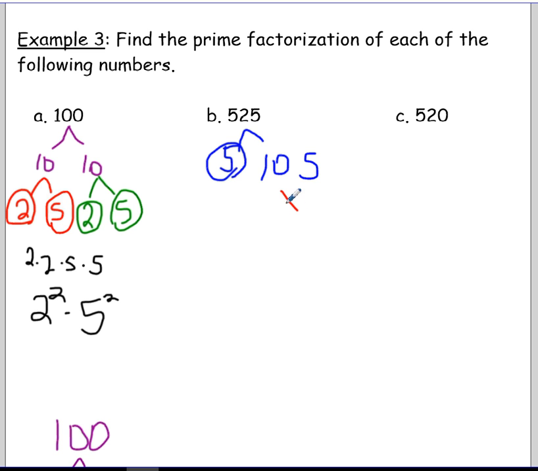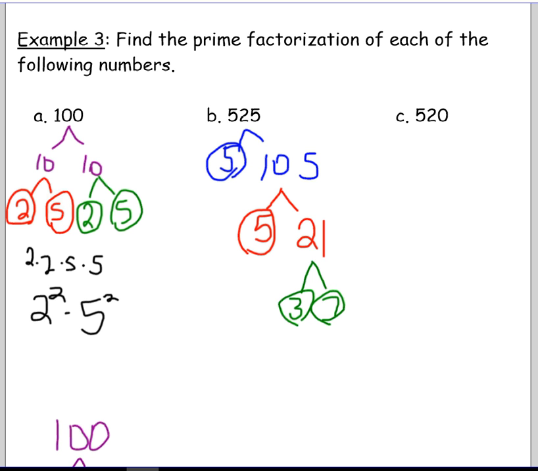So again, since it ends in 5, I said that one of the factors has to be 5, which is prime. And then 105 divided by 5 is 21. And 21, we've already seen in this lesson, is the product of 3 times 7, which are prime numbers. So we have 5 times 5 times 3 times 7. And if we multiplied all 4 of those numbers together, we would get 525.